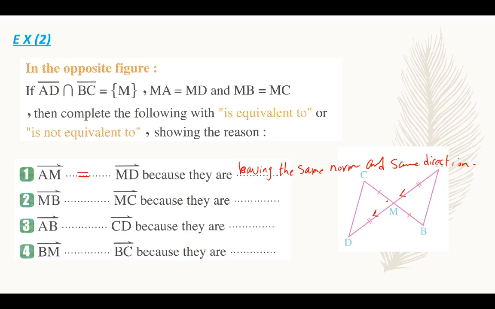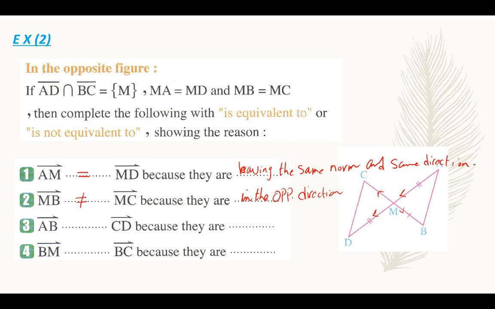MB and MC. MB is here, MC in this direction. So MB is not equivalent to MC because they are in opposite directions. They are equal in magnitude, or equal in norm, but they are opposite in direction, so they are not equivalent.